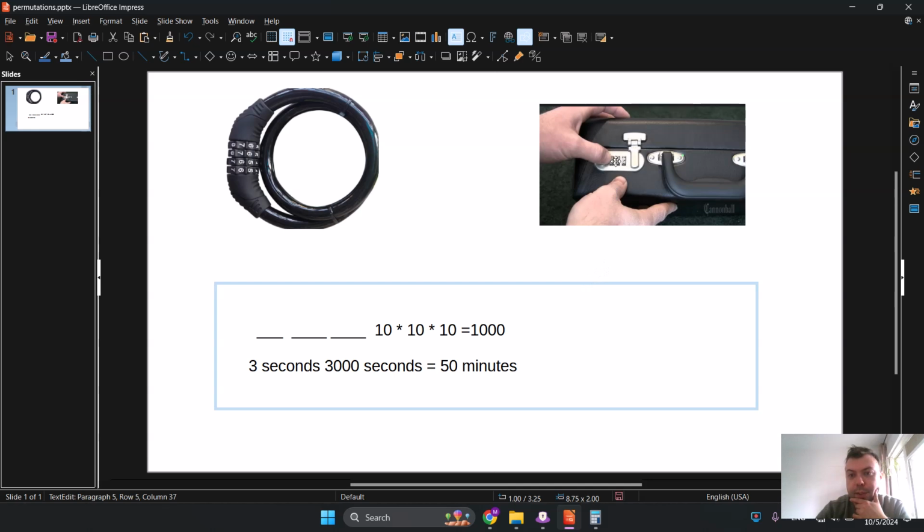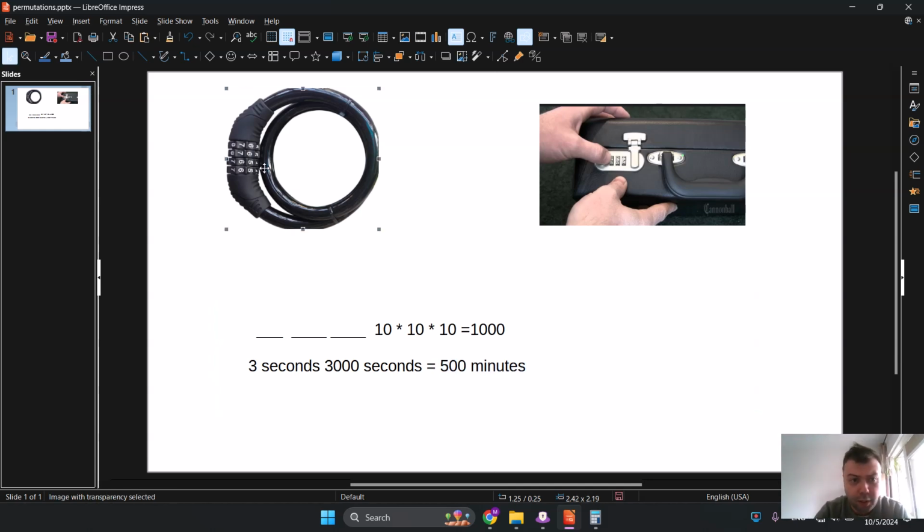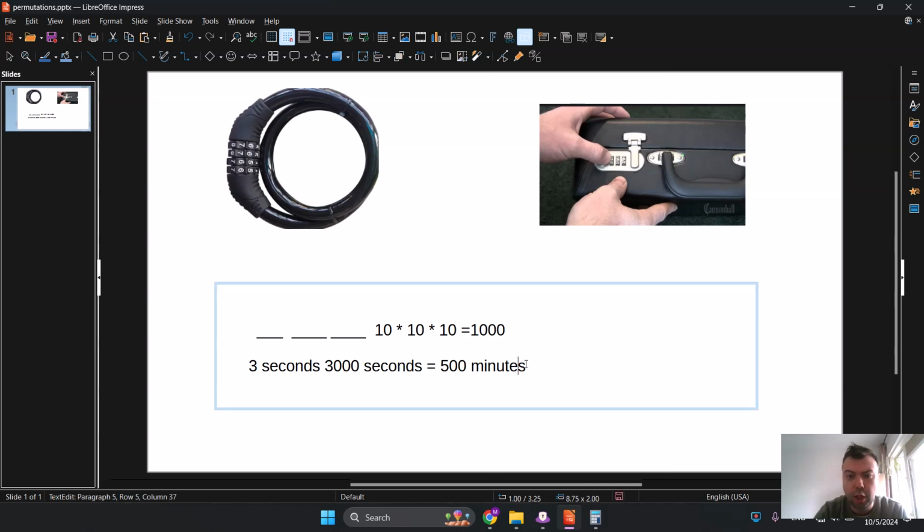So don't think that locking your suitcase is very safe. It's much safer to use a 4-digit lock on your bike or e-bike, because it will take approximately 500 minutes, which is 8 hours and a half. So it's all day. Imagine somebody standing and trying different variations on the bike for a whole day or even 2 days. So using 4-digit locks is much better than just a 3-digit lock.